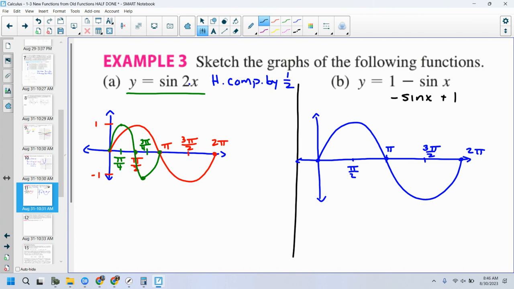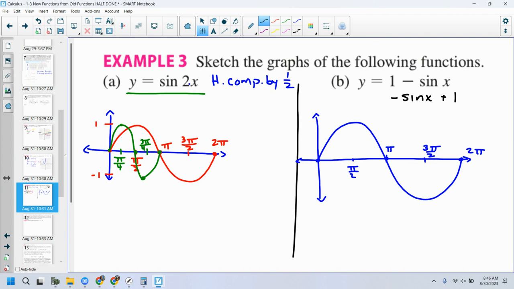What are the two? I see two transformations happening. What are they? Reflect over x and up 1. Right? Reflect over x, then up 1. Now, people always say, well, what comes first? Is it the reflect over the x or is it the up 1? Because that changes things. Yes, that does change things.